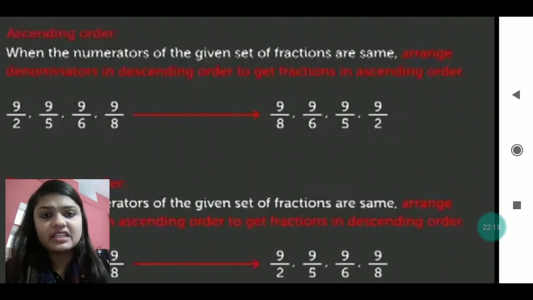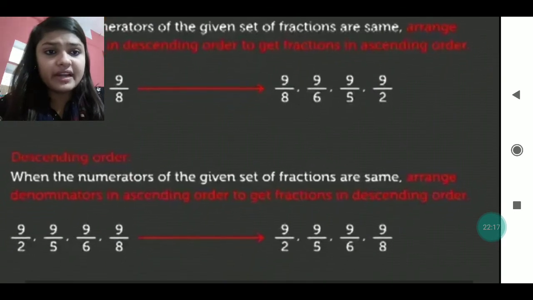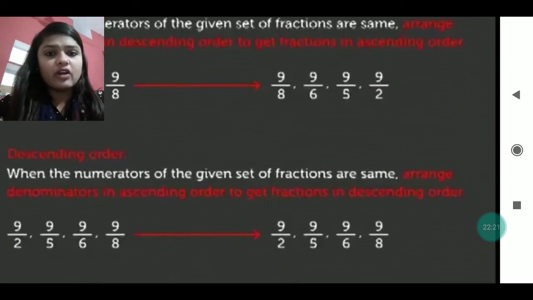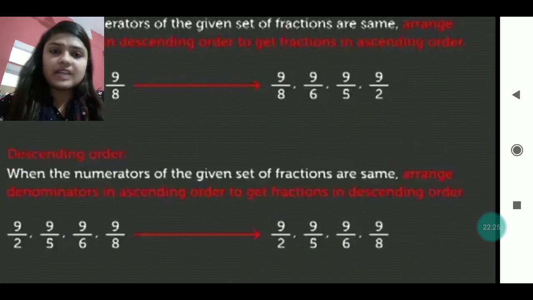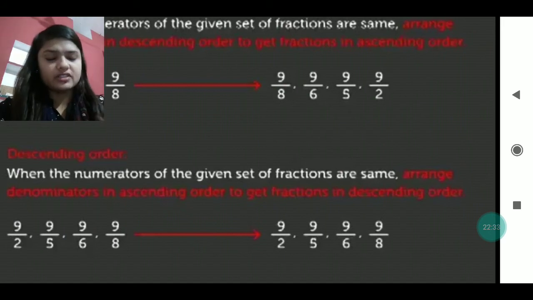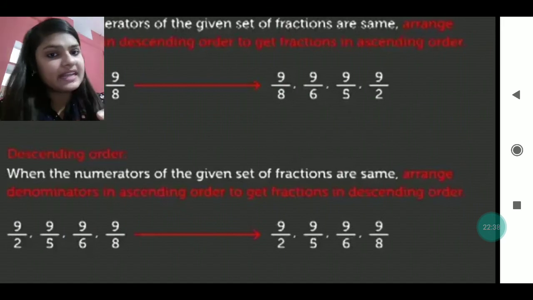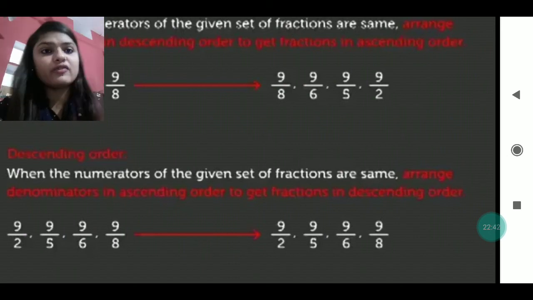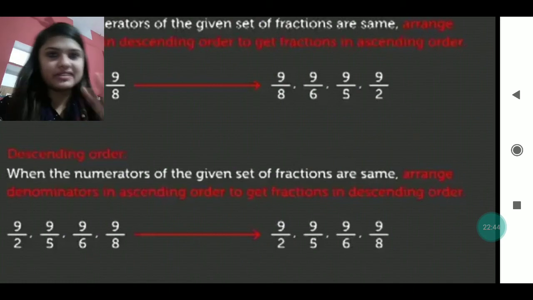Now when we are arranging the numbers in descending order, again the same thing: when the numerators of the given set of fractions are same, arrange the denominators in ascending order to get the fractions in descending order. If you want to get the fraction in descending, you have to arrange it in ascending. If you want to get the fraction in ascending, you have to arrange in descending, opposite.